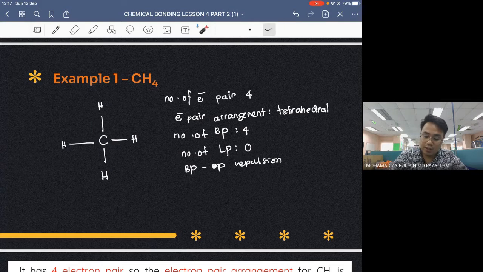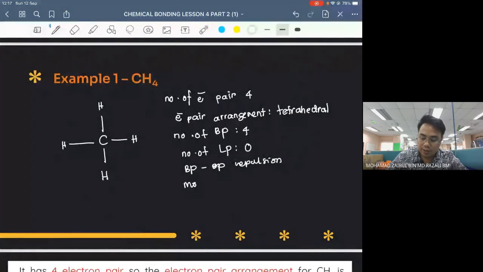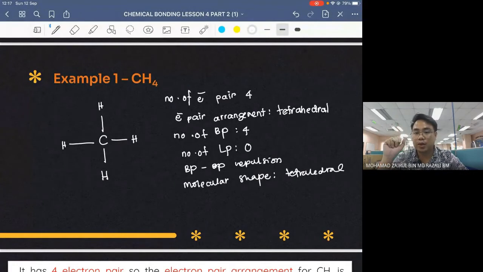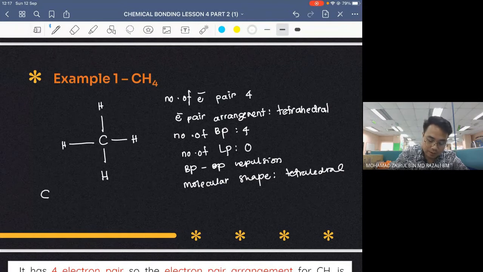So the molecular shape dia, kalau awak ada 4 bonding pairs and 0 lone pairs, the molecular shape is tetrahedral. Okay, so now kita dah boleh lukis dia punya molecular shape. So nak lukis tetrahedral, awak lukis central atom, awak lukis satu atas.